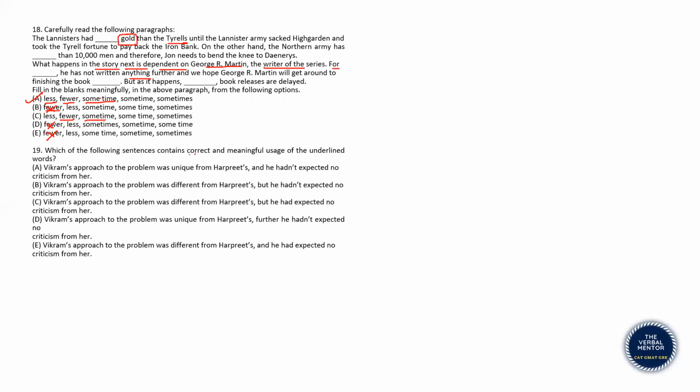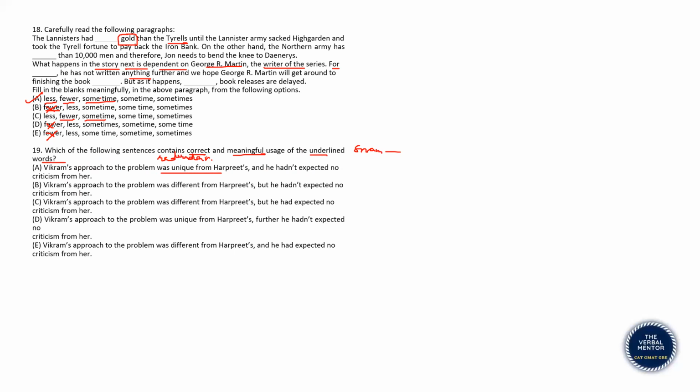Which of the following sentences contains correct and the meaningful usage of the underlined words? Oopsie. I forgot to underline the words. Nonetheless, we have to choose grammatically correct answer. So grammar-based question. Let's see. Vikram's approach to the problem was unique from Harpreet's. Redundant.